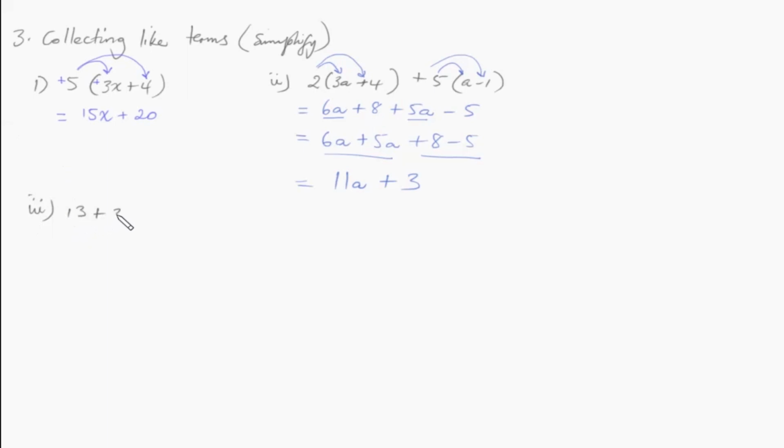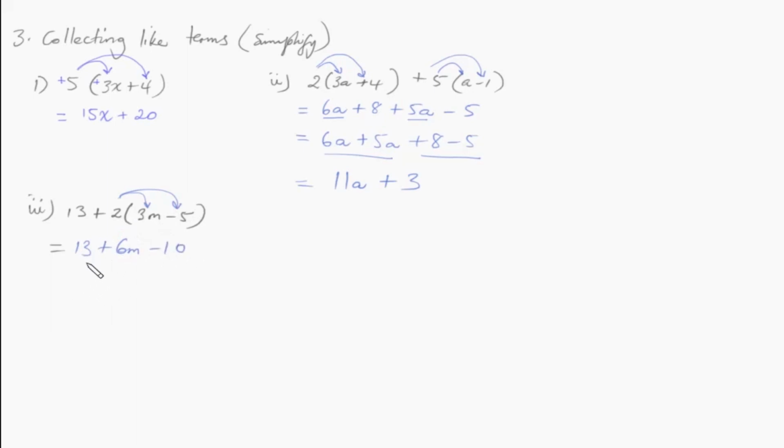13 plus 2, 3m minus 5. Simplify. Then 13, here we have positive 2 times 3m. This one times this. This one times this. Positive 2 times 3m is positive 6m. Positive 2 times negative 5 is negative 10.